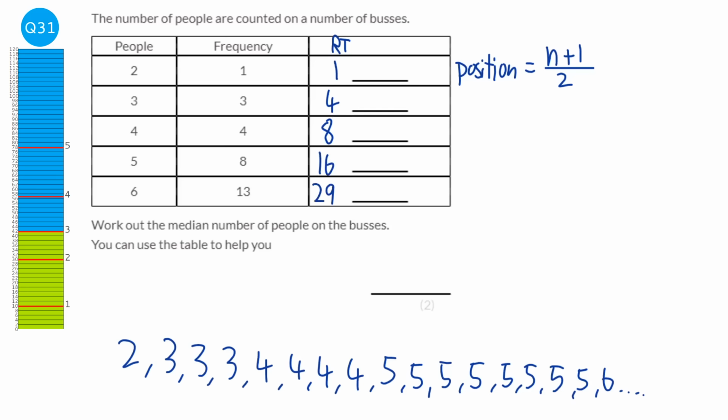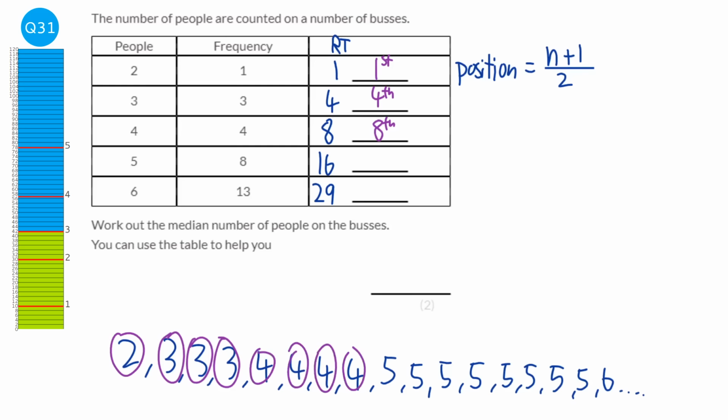Now, we use the running total because the running total shows us where the last number is in that group. So this shows us that the first number is the last number that is a 2, which is true. We can see it here. This 4 shows us that the fourth number is the last number that's a 3. So let's check that. 1, 2, 3, 4. It works. This 8 shows us the eighth number is the last number that's a 4. Let's check that. So 4, 5, 6, 7, 8. This 16 shows us the 16th number is the last number that's a 5. So 9, 10, 11, 12, 13, 14, 15, 16. And this 29 here shows us that the 29th number is just the last number, but it's the last number that's a 6.